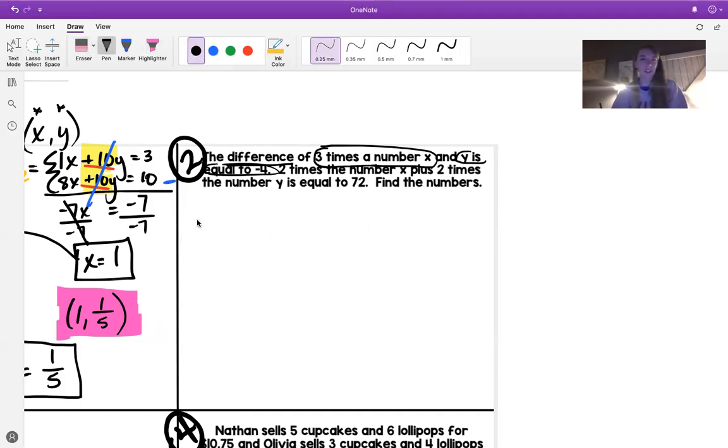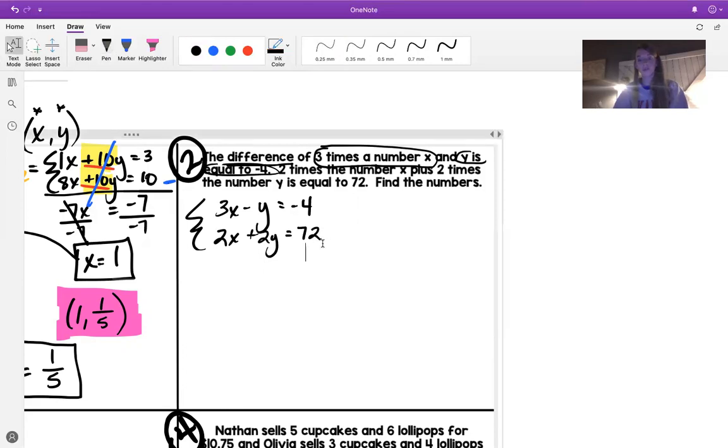We're just going to start it like they've been teaching us this whole time. All right, so we have 3x minus y, that's a y, equals -4. And then we have 2x plus 2y equals 72. All right, so none of my coefficients match up.